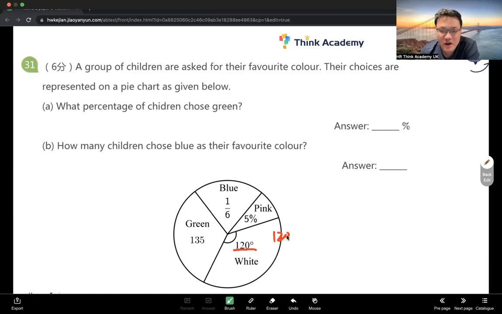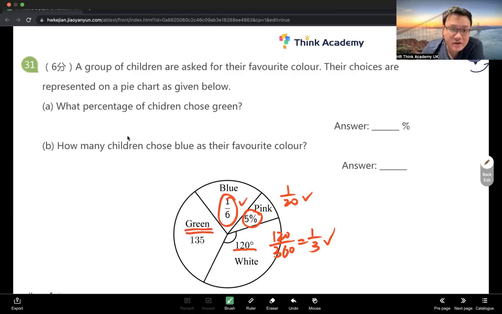You have to use 120 divided by 360. It's 1/3. That's right, 1/3. And the blue is 1/6, and the pink is 1/20, right? If you use 1, take away this fraction, take away this fraction, take away this fraction, that gives you the fraction of the green. So just do the calculation. Tell me what fraction you got.